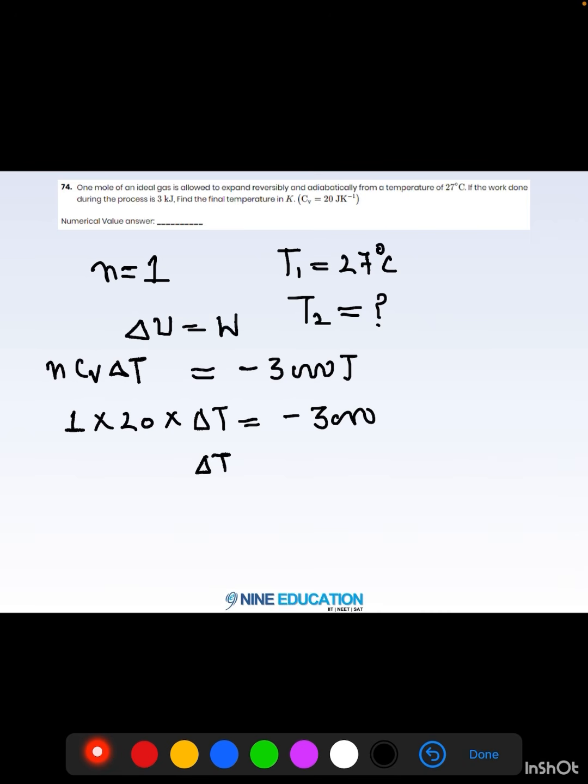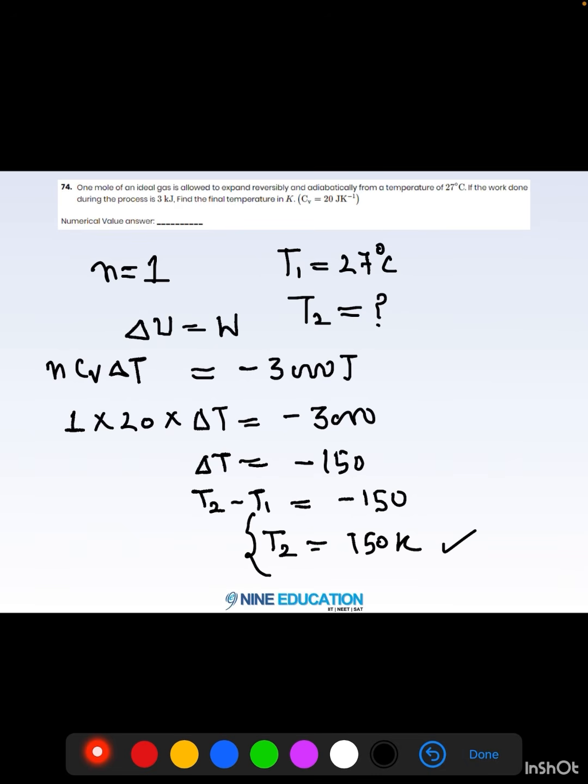Next, if you solve this, you'll simply get the delta T value, which will come as minus 150. Delta T means change in temperature. T2 minus T1 is equal to minus 150. T1 value is 27 degrees Celsius, approximately 300 Kelvin. So T2 will simply come as 150 Kelvin. This is going to be the answer for this question.